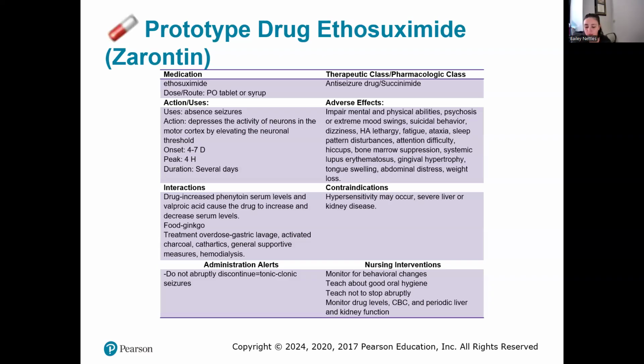This is one where you have to monitor your drug levels. Monitor your CBC for all those bone marrow suppressions. Monitor your liver and kidney function, okay? Because we do not want to have toxicity. All right, that concludes all of the lovely seizure meds, okay?